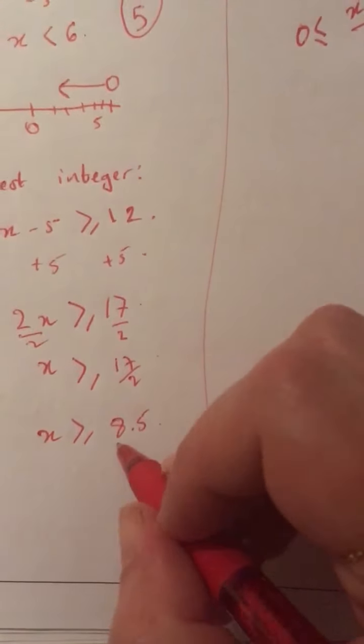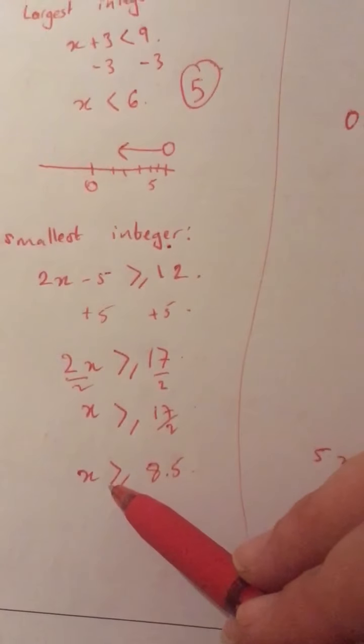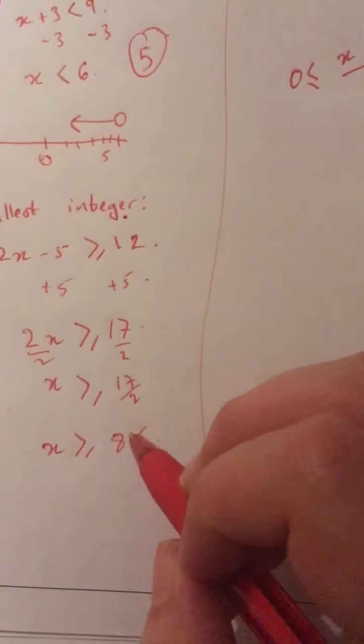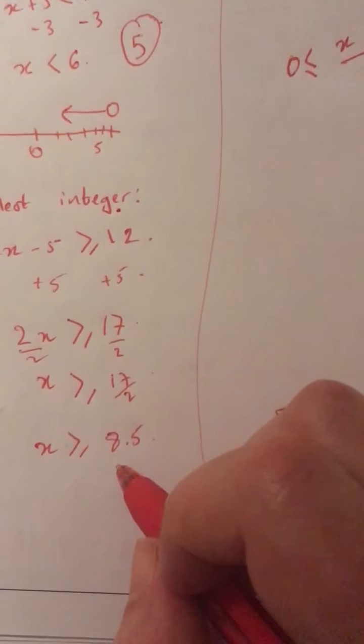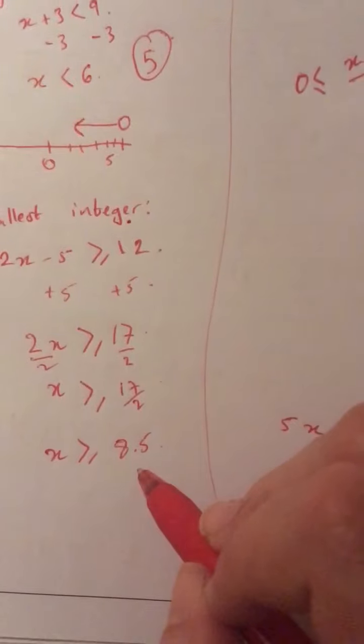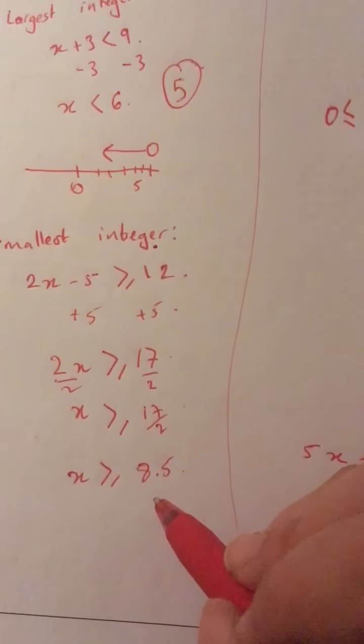And it says that the smallest integer, so integer means whole number, that x can be. Here, because x is greater than or equal to 8.5, the smallest number that x can be is 9. It can't be 8 because it has to be bigger than 8.5. So the smallest integer, whole number, is 9.